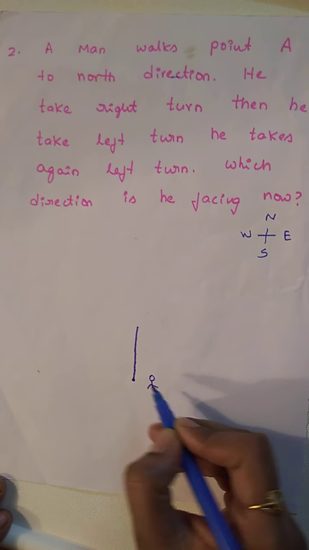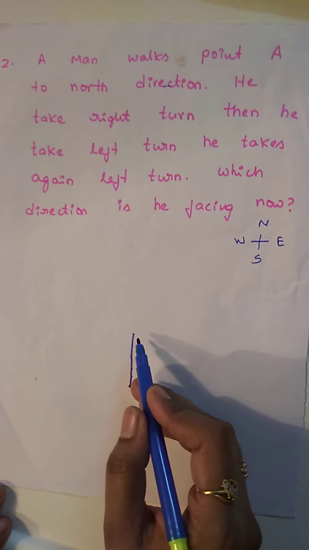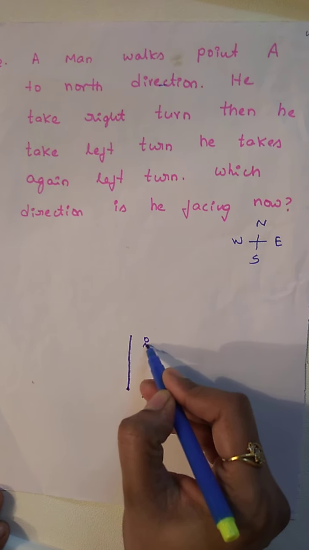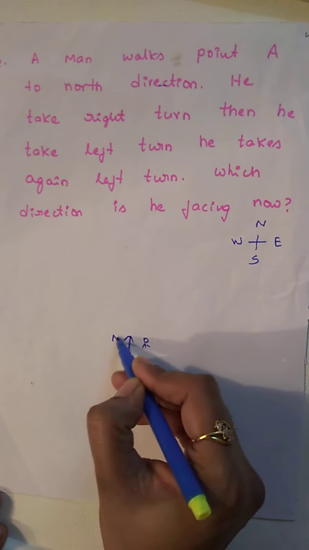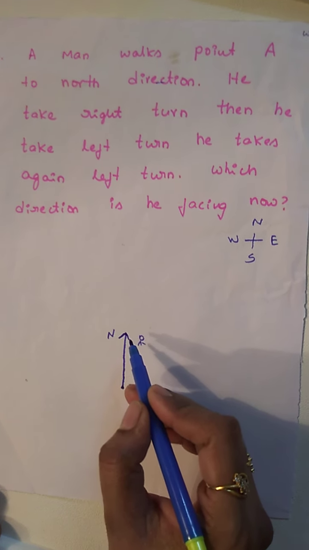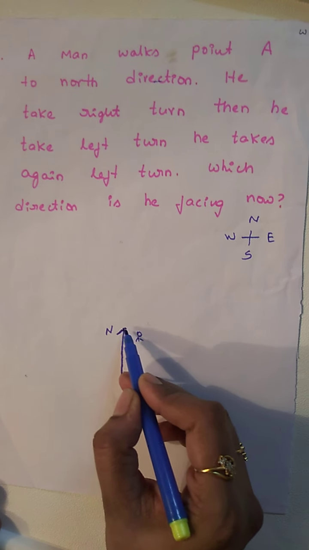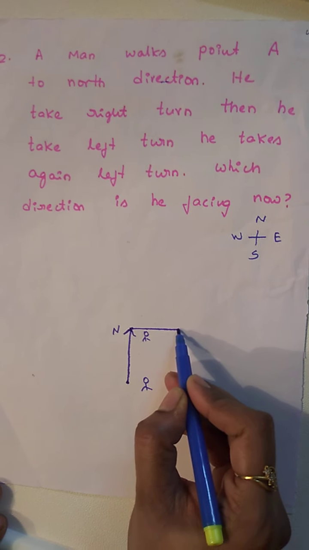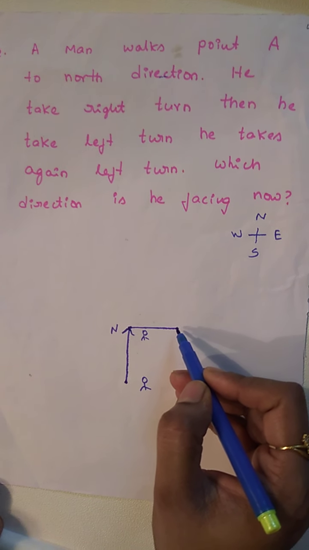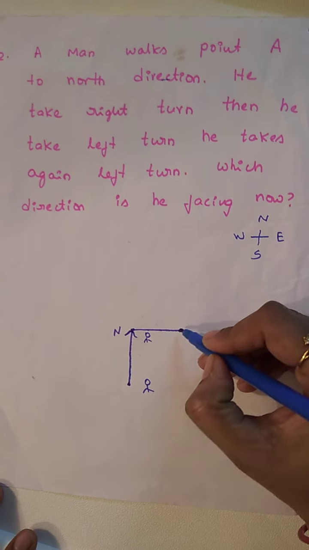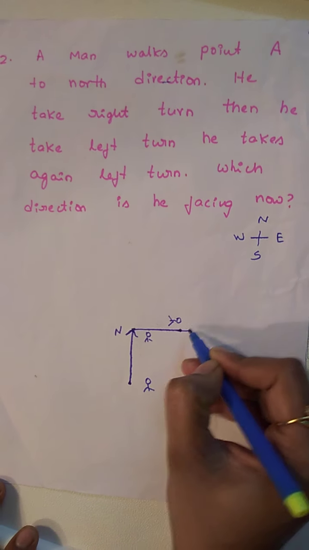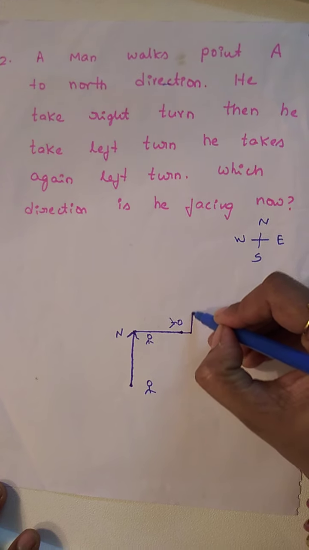And then he takes a right turn. Right turn means now the man is here. This is north direction, we know. Now the man is here. He takes a right turn, right turn means this side. Then he takes a left turn. Left turn means this side. Now the man is here. For him left turn means this side.